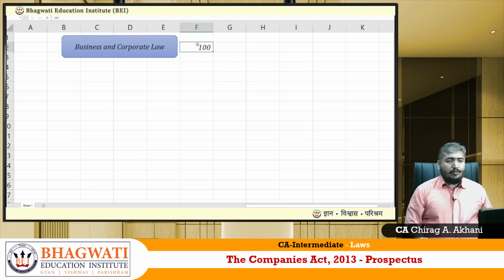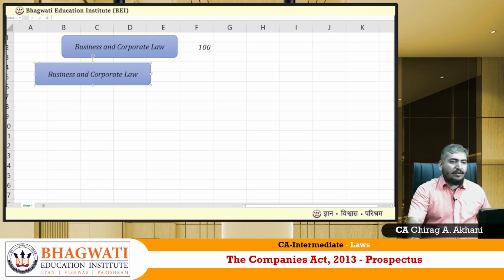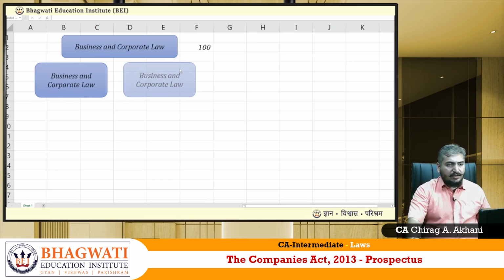Now, before we start, what's in the paper? What kinds of chapters and subjects are we going to face? Let's first understand how this subject would be there in the exam. If you look at the title, it is written Business and Corporate Law. So it's quite obvious that this entire subject is categorized into two parts. The first part is obviously corporate law, and the second part is business law.